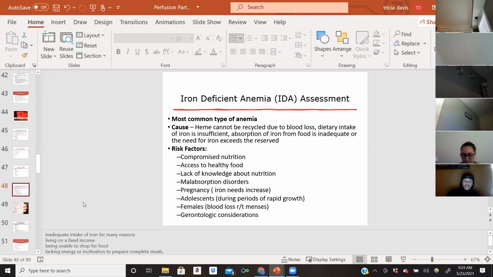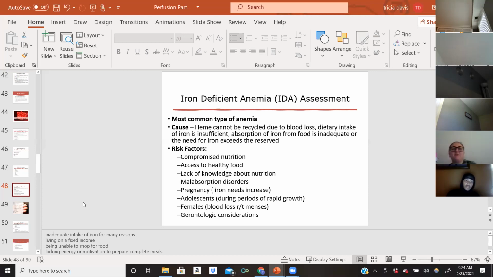So the IDA assessment. So iron deficient anemia is the most common type of anemia that we see. The cause is that the heme in our blood cannot be recycled due to either blood loss. So the patient had some type of blood loss in the body, surgical trauma, through their period, whatever. We're going to talk about that. Their dietary intake of iron is not sufficient, or the absorption of the iron from their food is inadequate, or the need for iron, their body's iron need, exceeds the reserve that they have.